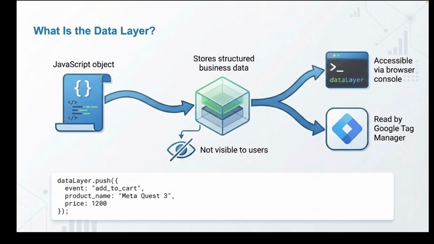To see this data, you can either view it in the console. You go to your console, you inspect, and then you can see what kind of data is being pushed. Or you can read it through Google Tag Manager. We're going to see both ways together very soon.